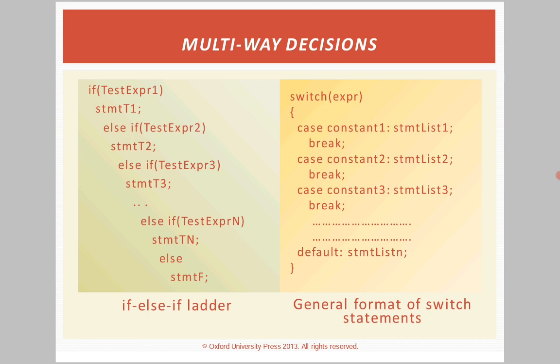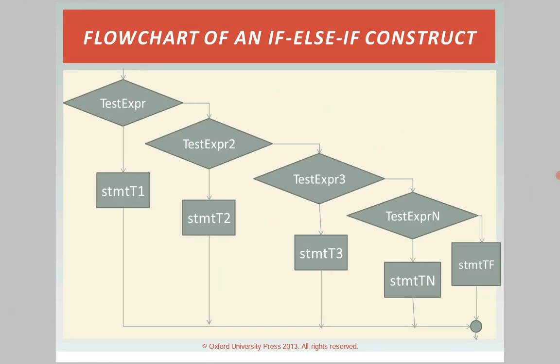So here we are using two types of statements. First one is the if else if statement, or if else if ladder, and second is the switch statement. These are also two of the general conditional statements or selection statements. So this is the flow chart of the working of an if else if construct.